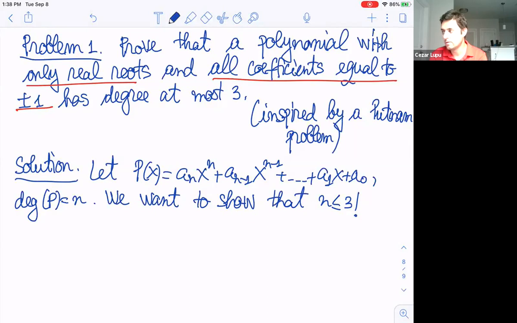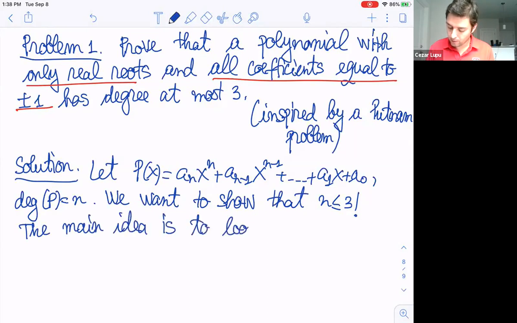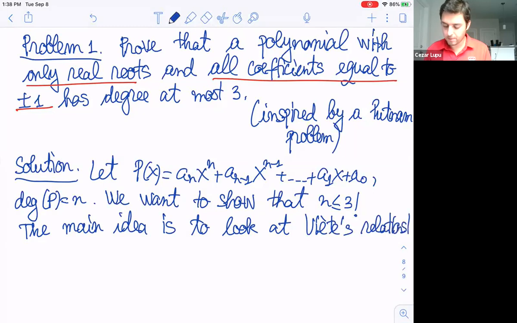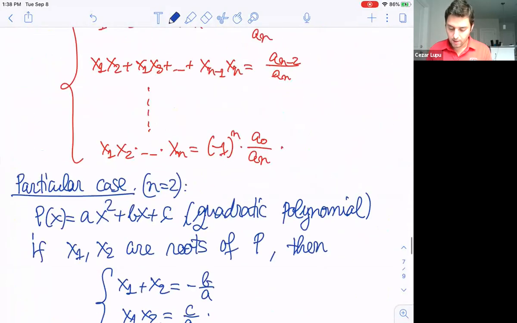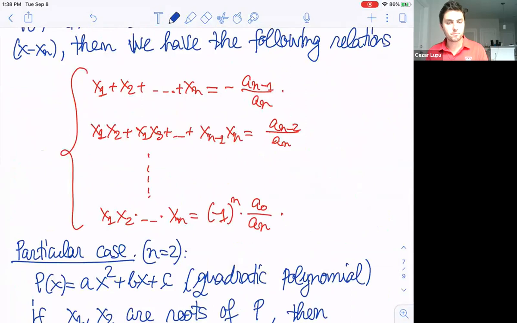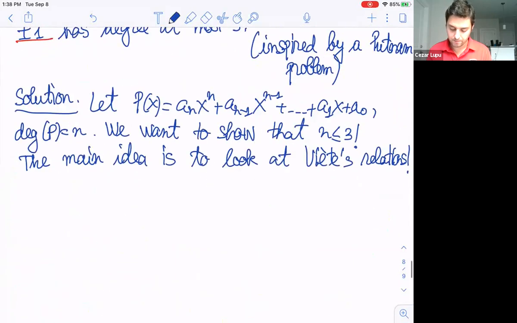Of course, you want to look at Viète's relations, right? So the main idea is to look at Viète's relations. That's the main idea, right? Let's look back at them here. Maybe I should just combine the first two, because this will give me everything I need. So let's write them again.